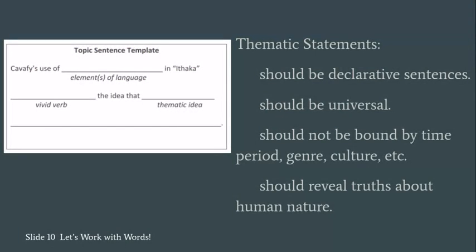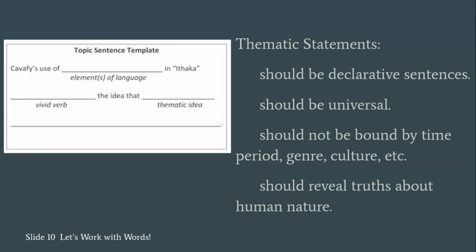Use the template on the slide to write your topic sentence for your paragraph response. We're going to review the criteria for a thematic statement. That's what's written on the screen. But remember that a thematic statement is a sentence that describes how the author's vision about the human condition is revealed. In other words, what the author has to say about the subject being represented.